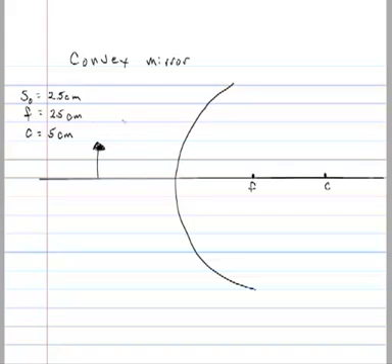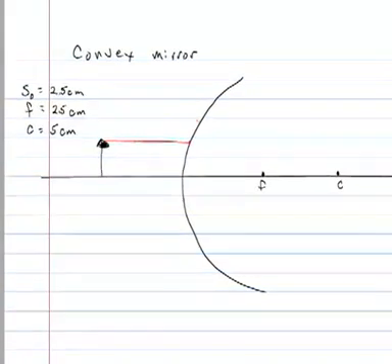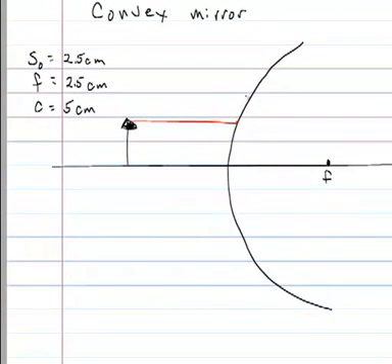The first ray will come in parallel to the optical axis and hit the mirror, and it will go out as if it is going through the focal point. And so we show the virtual rays behind the mirror and the real light beam in front of the mirror.